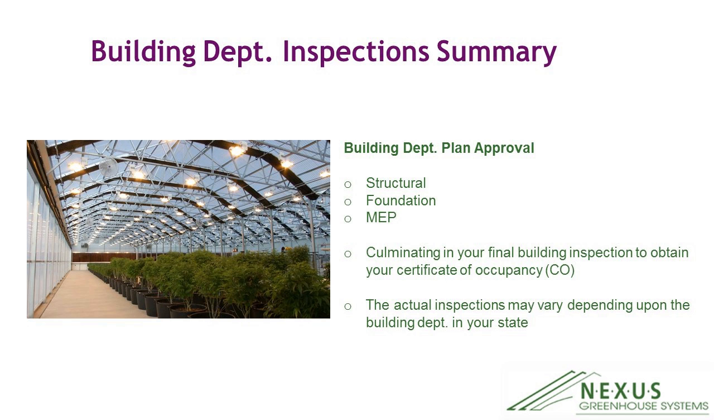They're going to look at them and they're going to say, okay, this looks great, no worries, or hey, we have to change this, and this. Maybe we have to add some doors, or maybe you need to add some fire suppression or whatever they require. And then we get into structural inspections, typically a foundation inspection, and mechanical, electrical, and plumbing inspections. And once you have your various inspections throughout your process, those are all going to culminate in your final building inspection, which is where you obtain your certificate of occupancy, otherwise known as your CO. The actual inspections may vary depending upon the building department in your state.